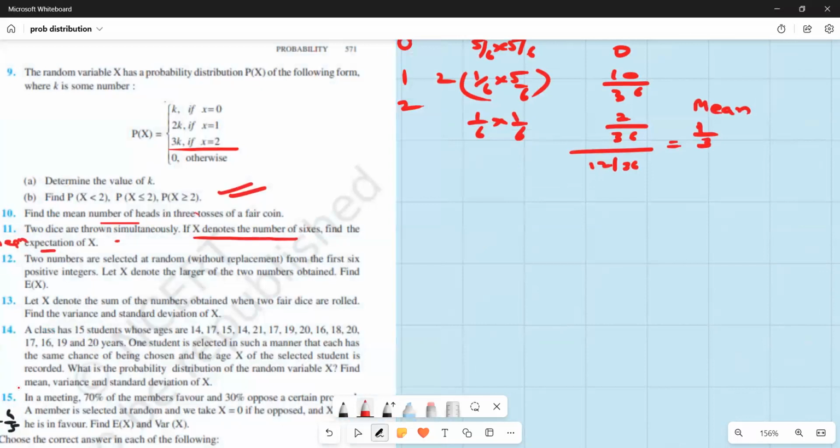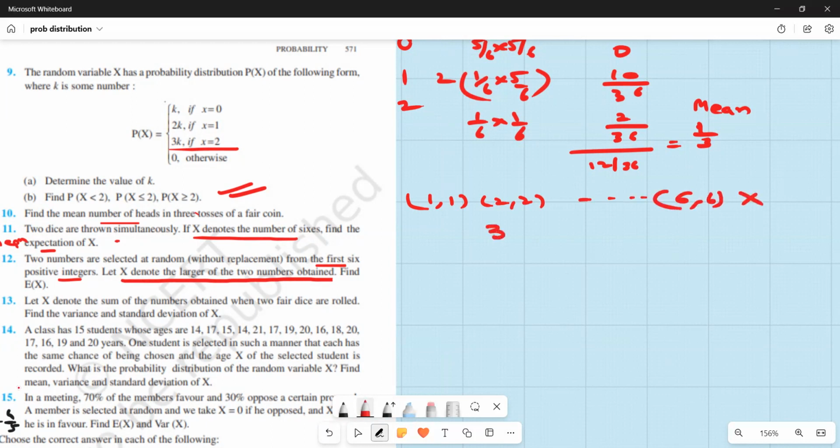Two numbers are selected at random without replacement from first six positive integers. Let x denote the larger of the two numbers. So it's same as die only, because die also has six numbers, na? But if the numbers are different, 7, 8, then you be careful. Otherwise, you can treat this question as that only. But what is x here? Larger of the two numbers. So all doublets are rejected over here: 1, 1, 2, 2, because there is no larger number. You have to reject these 6 cases.